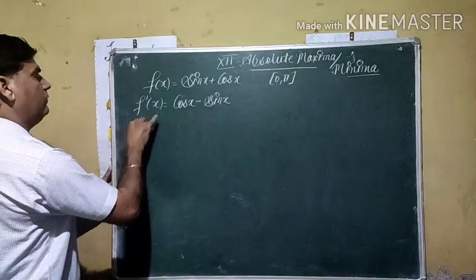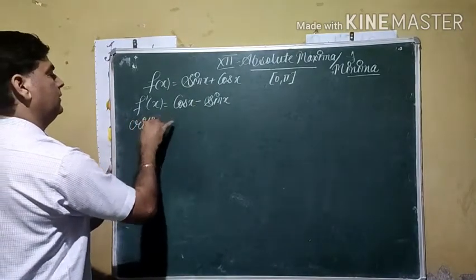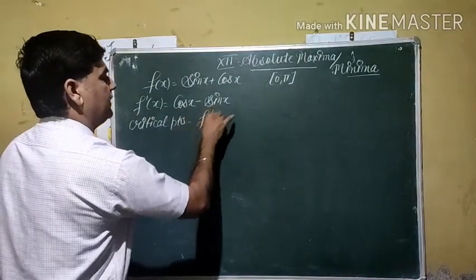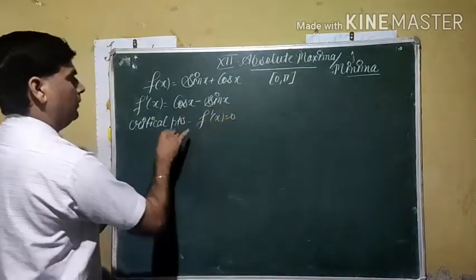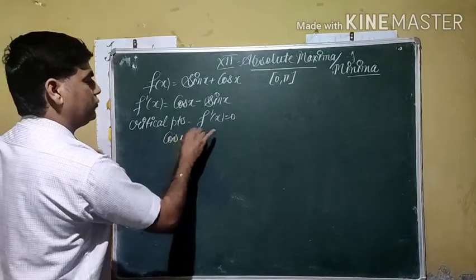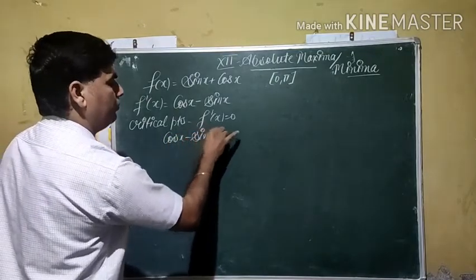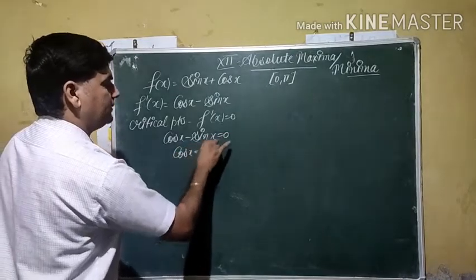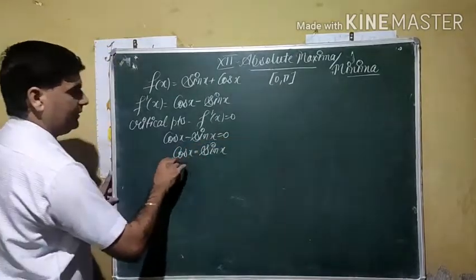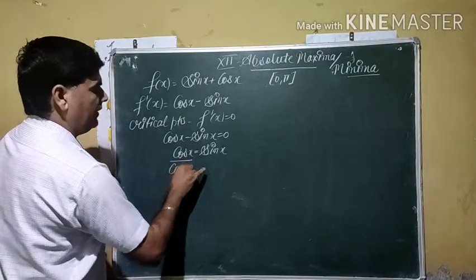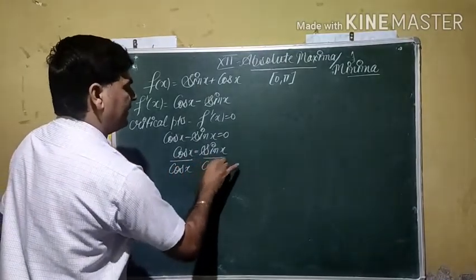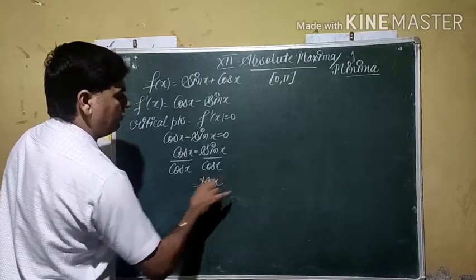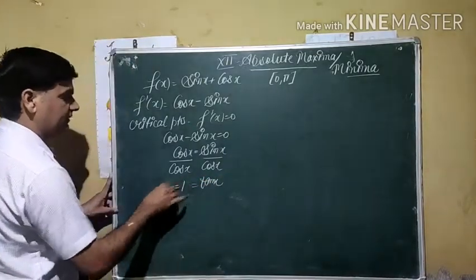Next step, we have to find out critical points. For critical points, our condition is take first derivative as 0. Means cos x minus sin x should be equal to 0. Means cos of x should be equal to sin of x. If we divide on both sides by cos of x, we get from here tangent x is equal to 1. Means tangent theta is 1.